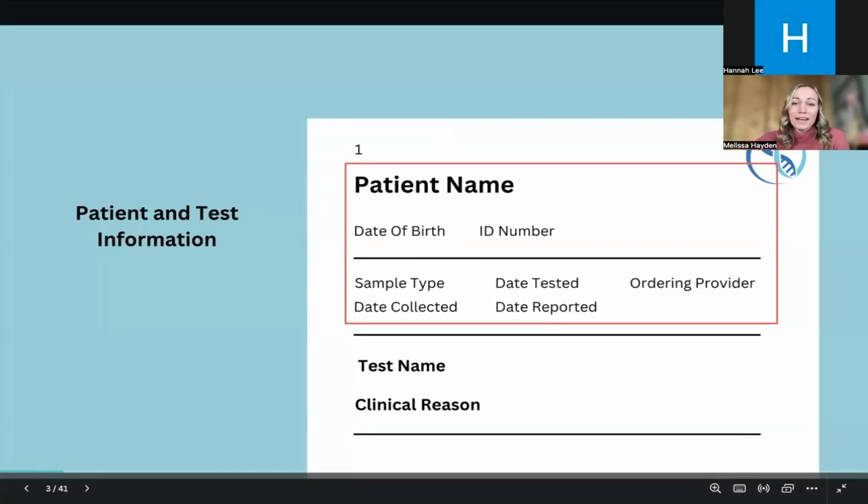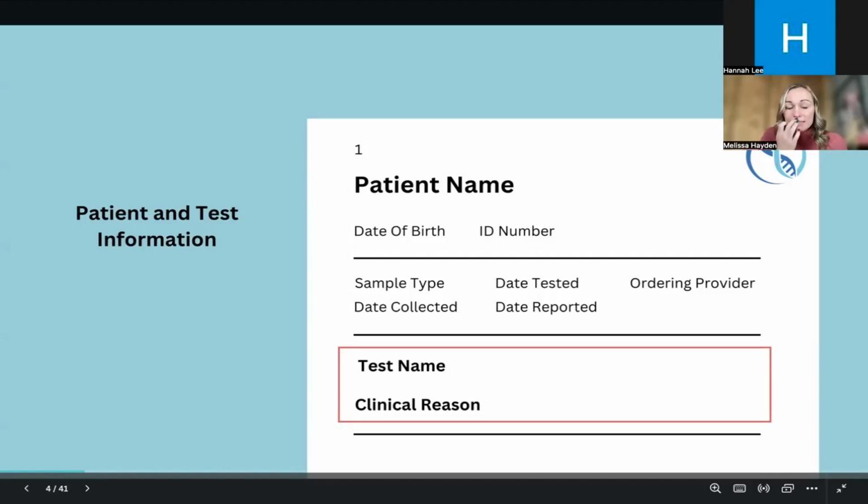When you first look at a genetic test report, you'll notice a lot of information on the page. For example, the report might begin with the patient's name, lab details, sample type, ordering provider, and dates collected and tested. All of these are important details for ensuring the test was done properly and that the results are accurate.